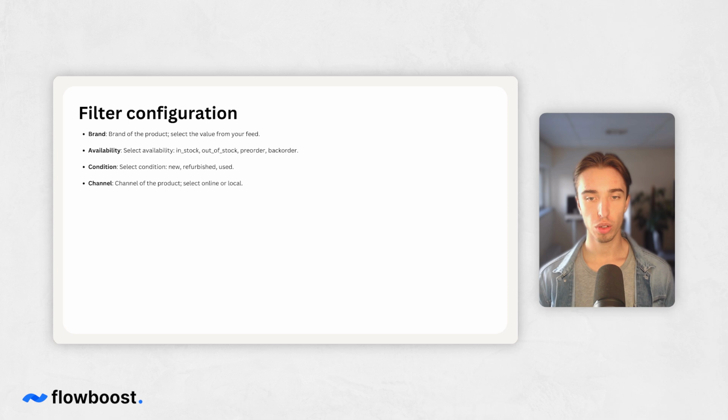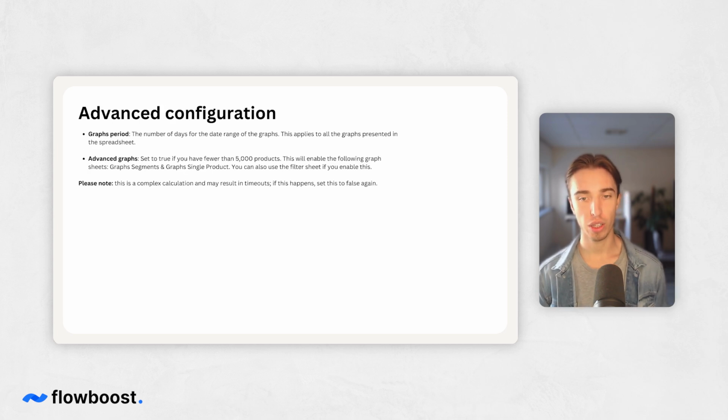Then for the filter configuration, this is quite straightforward. You have 4 options: a brand, availability, condition, and channel. Brand, this is from your product feed. So you can use which you filled in by the attributes of brand. You can fill in the value from your feed into the spreadsheet. Everything else, there are standard options for in stock, refurbished, and a channel, if it's going to be online or local.